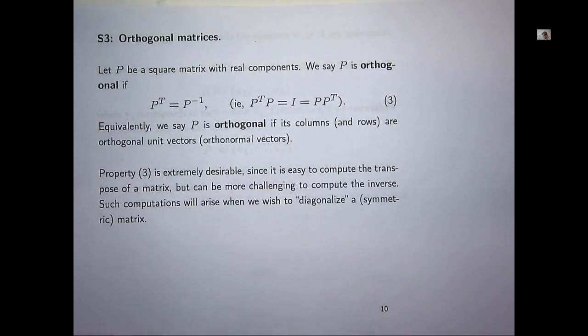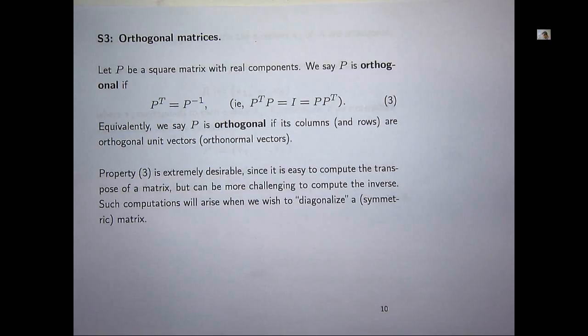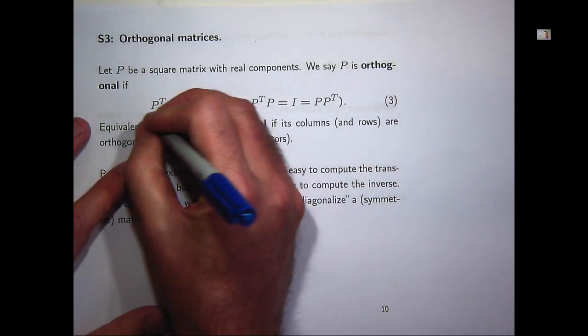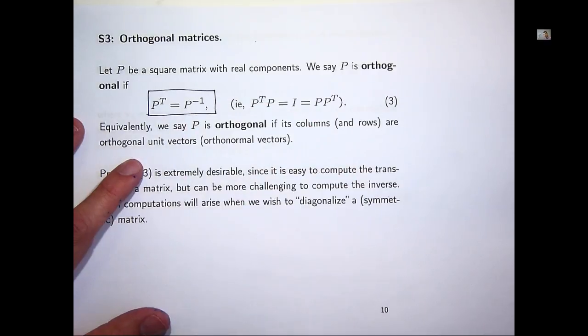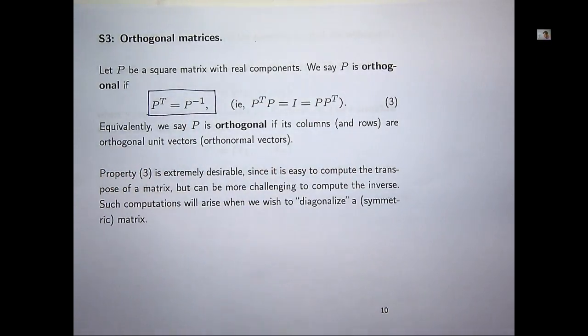We're now going to look at orthogonal matrices. Symmetric matrices and orthogonal matrices are going to be linked very closely in this lecture material. So what do we mean when we say an orthogonal matrix? Suppose I've got a square matrix P, say with real components. We say that the matrix is orthogonal if the inverse is equal to the transpose.